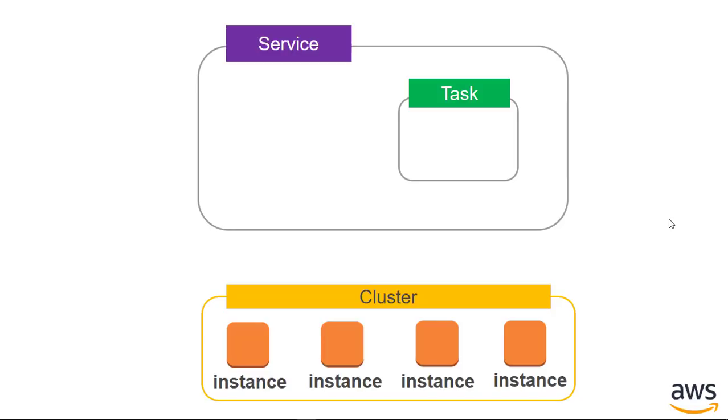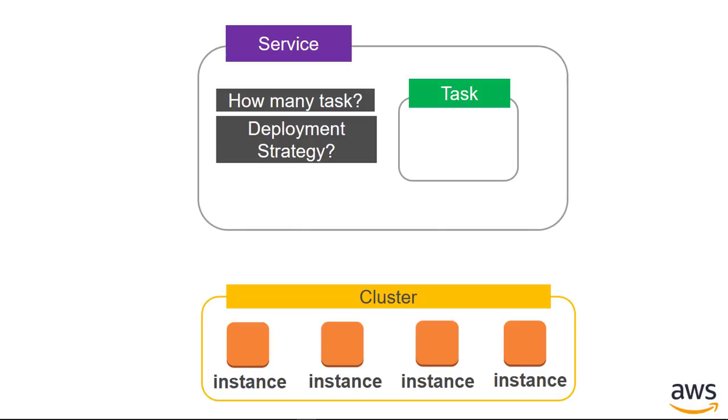A task you can start manually, but it doesn't guarantee that the task will run always. A service is something that you can use to maintain some desired state. You can say, for example, how many tasks you want to run, what the deployment strategy is, and how the auto scaling should work. For example, you can say, hey, this is a website and I want to run 2 containers to absorb the load. So in that case, the service will maintain that 2 containers or the 2 tasks always running.